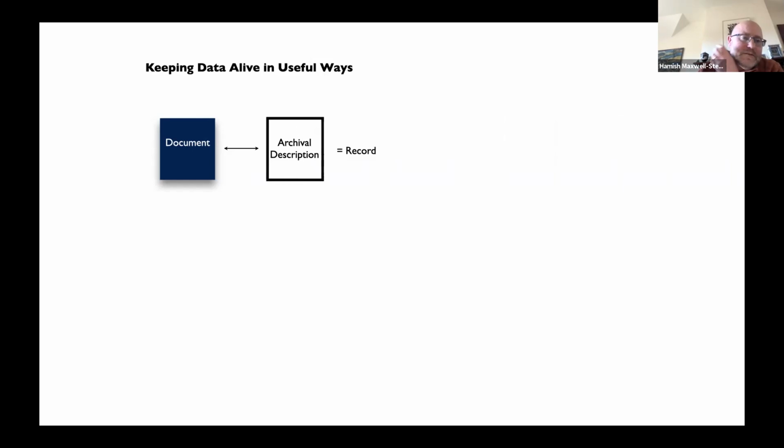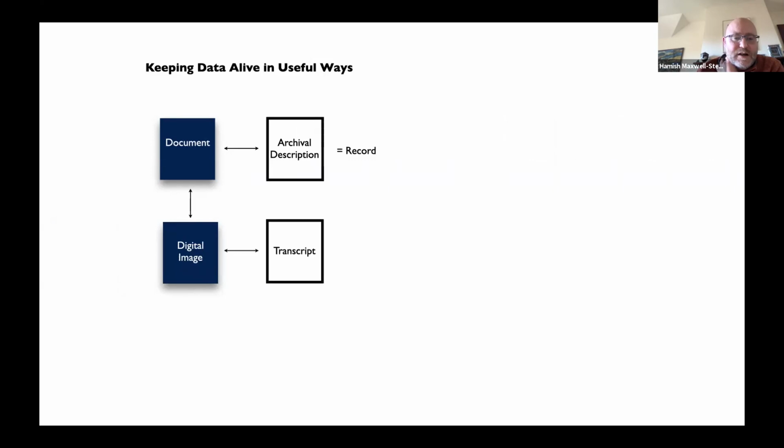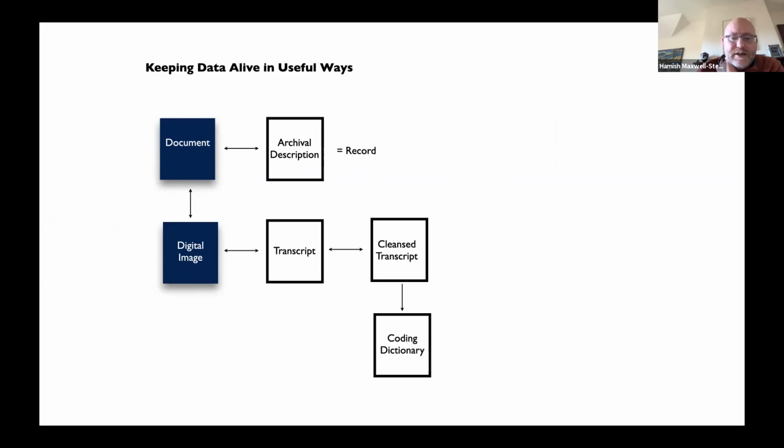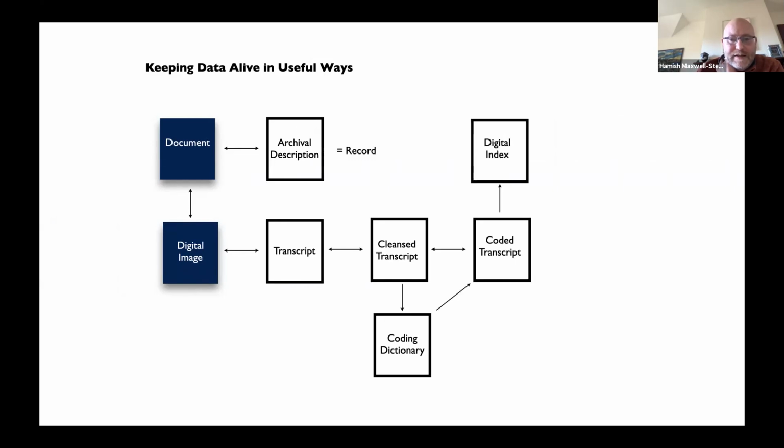And interestingly, when you think about what we do as historians, it's in the digital age that we do something very similar to that. So we take an image of a document, and then we transcribe it, and then we clean it, and then we add coding dictionaries to that, and we use those to code the transcript. And then what we've done in our case is hand that all back to the archive so that the archive can attach it back to the record.